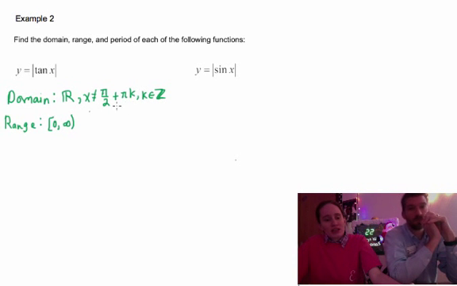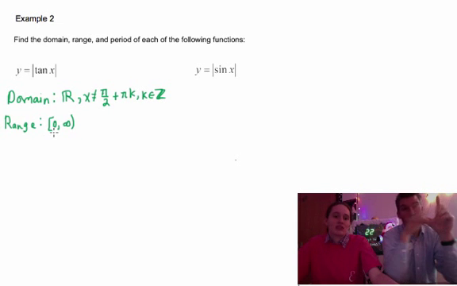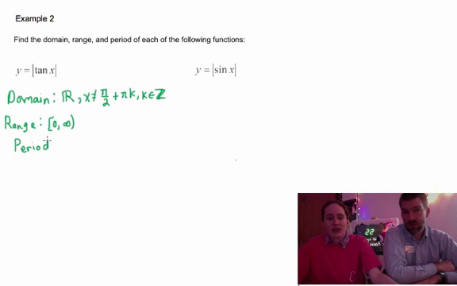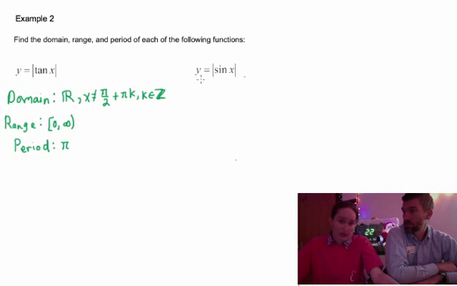Right, and we already kind of talked about the period of this is still going to be pi because that's how often it's repeating. If you look between negative pi over 2 and positive pi over 2, you have a U-shaped graph, and then from pi over 2 to 3 pi over 2, that same thing is happening again. So the period of this is still pi. Sometimes there is something weird, like I think we'll see on this next one, that will change the period from what the original trig function is.